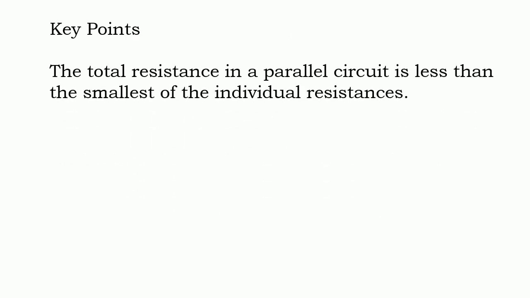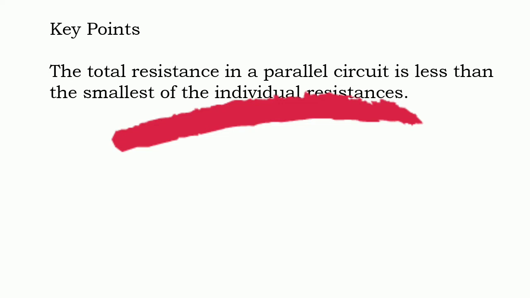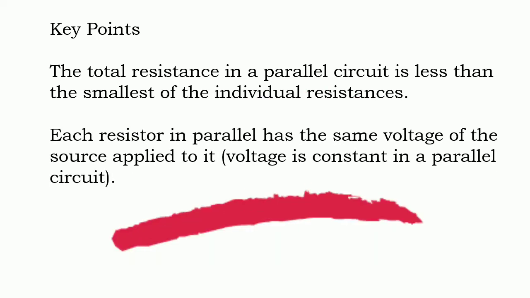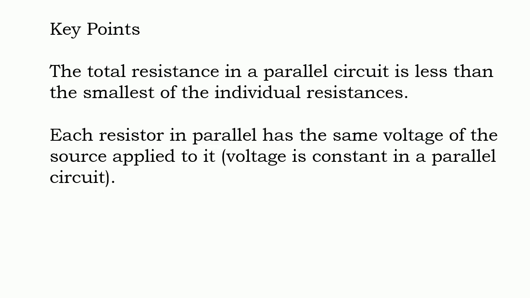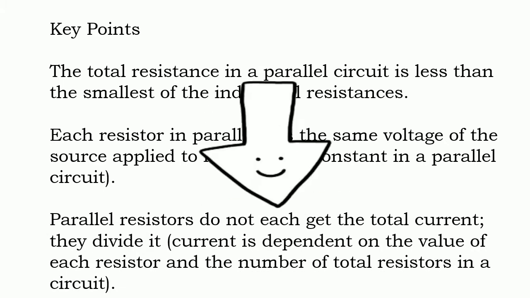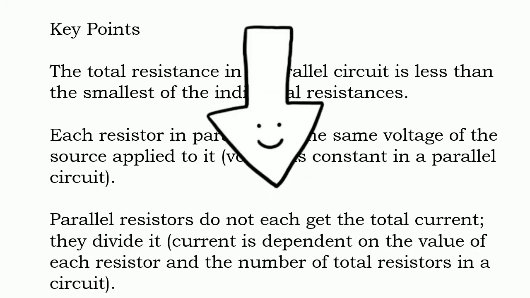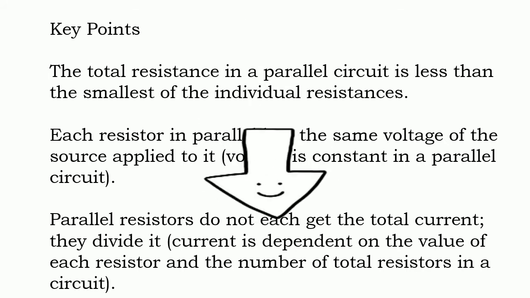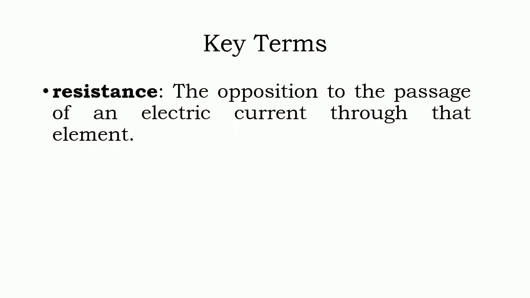Okay. So these are the key points. The total resistance in a parallel circuit is less than the smallest of the individual resistances. Then each resistor in parallel has the same voltage of the source applied to it, or the voltage is constant in a parallel circuit. And parallel resistors do not each get the total current, they divide it. So current is dependent on the value of each resistor and the number of total resistors in a circuit. So, ito yung mga terms na kailangan nating maintindihan.